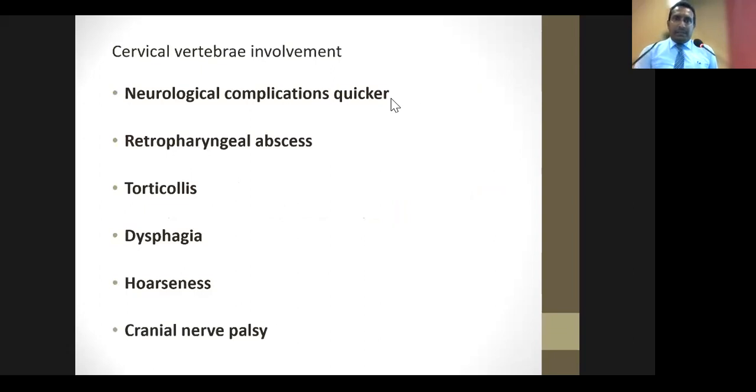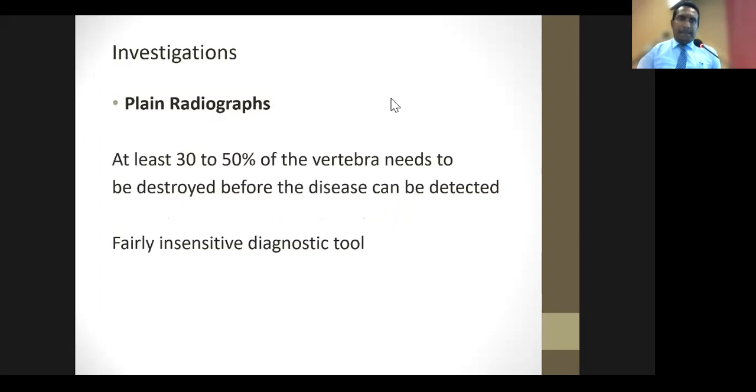Rarely, the cervical vertebrae can be involved. If the case is such, then the neurological complications will occur quicker than in thoracic or lumbar spine involvement. Retropharyngeal abscess formation is also seen, and torticollis, dysphagia, hoarseness, and cranial neuropathies may also be seen in cervical vertebrae involvement.